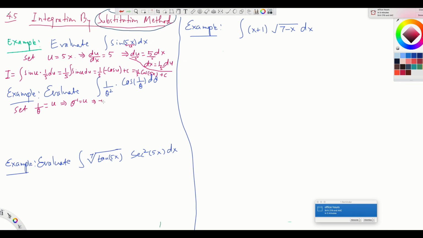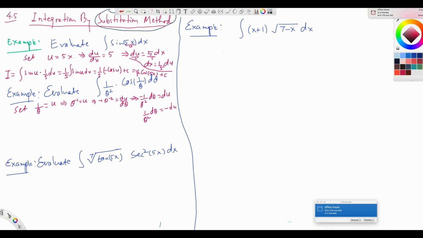You will get -1 theta to the -2 equals du over d theta. I'm finding it with respect to theta, not with respect to x, because there is theta there. So this implies -1/theta squared times d theta equals du. You see that? But what do I need? I need 1/theta squared and d theta, so I don't need that negative sign. So I divide by -1 or multiply by -1. Therefore 1/theta squared d theta can be written as negative du.